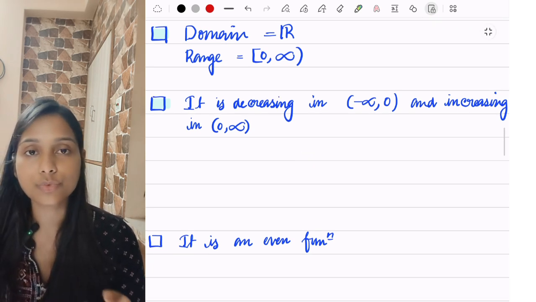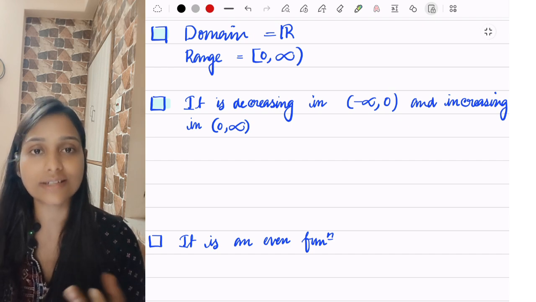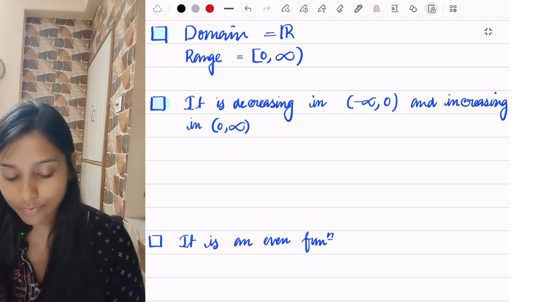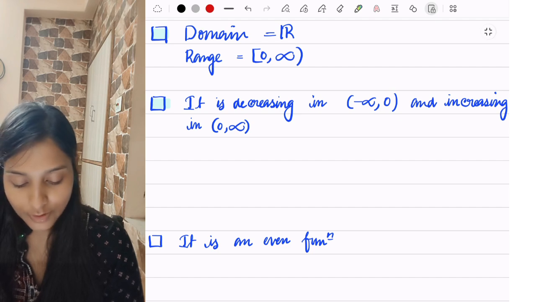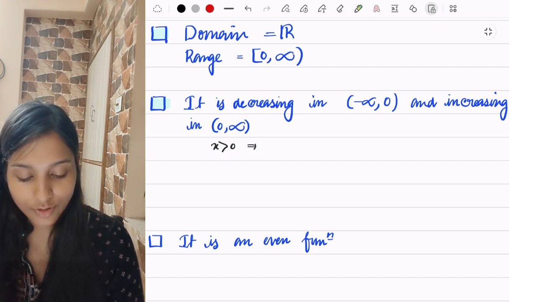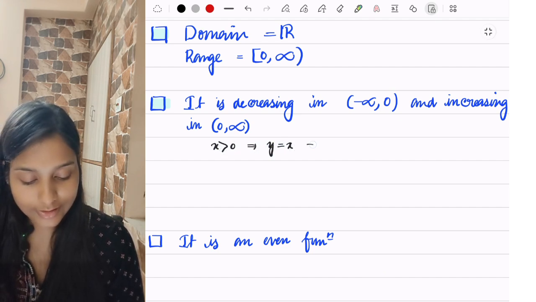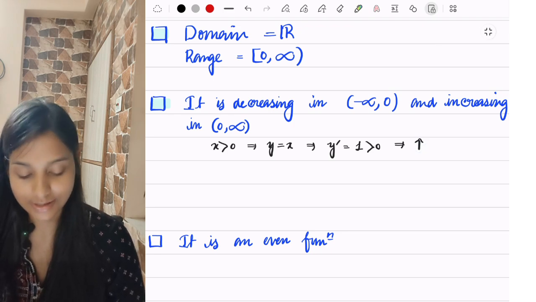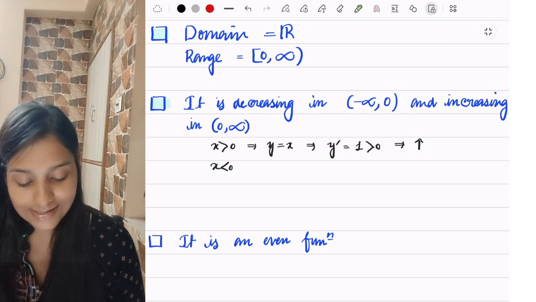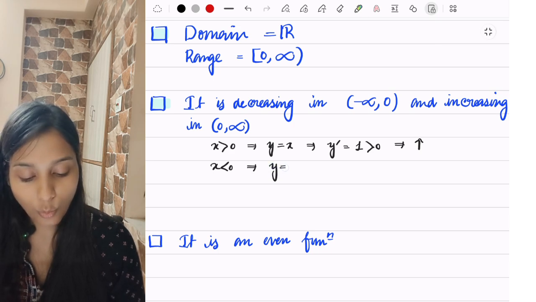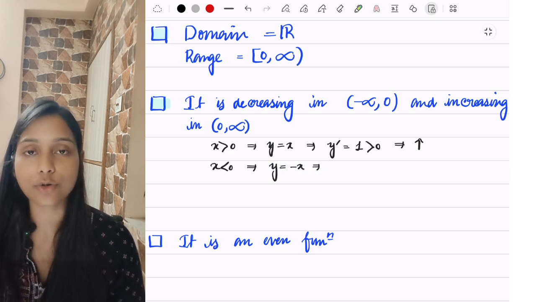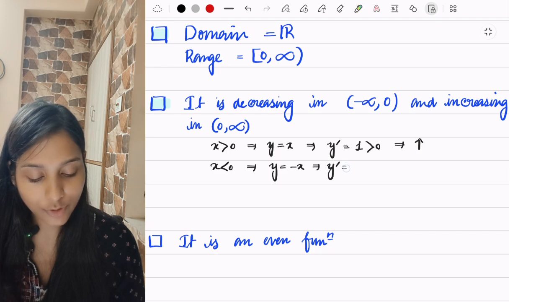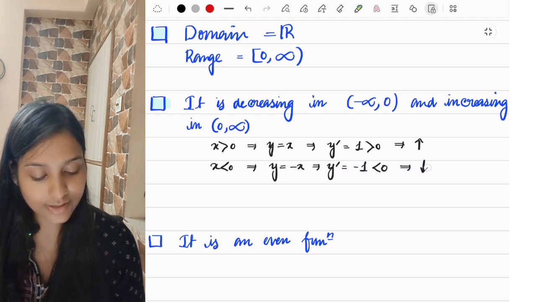So, if we try to calculate the derivative in two different parts, what will we get? Let us see. For the x greater than 0 part, we have y equals x. In this case, the derivative y dash is 1, which is greater than 0. That means it is increasing. And for the x less than 0 part, what do we have? y equals minus x. If we take the derivative, it gives y dash equals minus 1. This one is negative, so it must be decreasing.